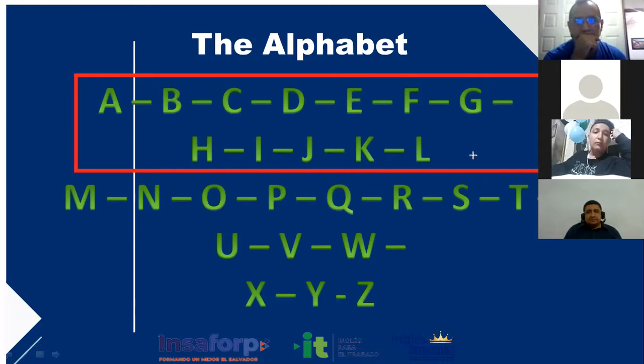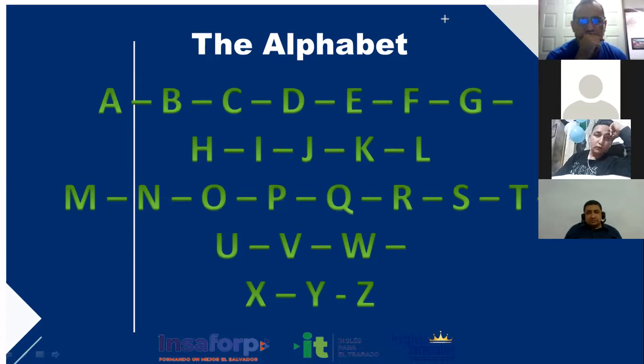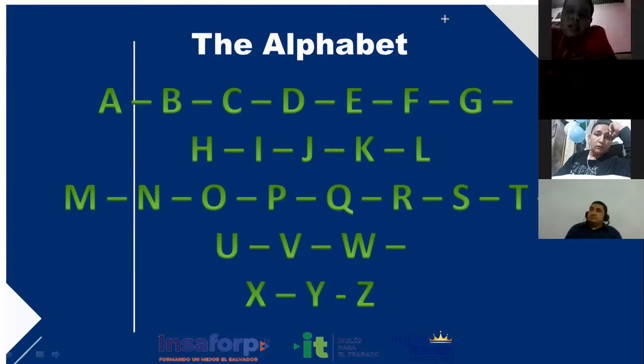Okay, let me check Adonai. Adonai, can you continue, please? In order. Normal. Okay. A, B, C, D, E, F, G, H, I, J, K, L, M, N, O, P, Q, R, S, T, U, V, W, X, Y, Z. Very good pronunciation. Thank you, Adonai.